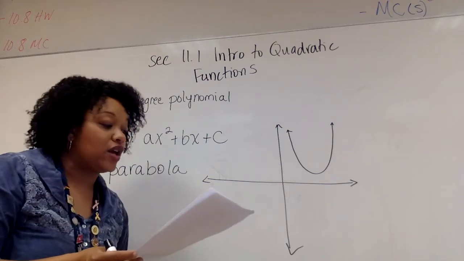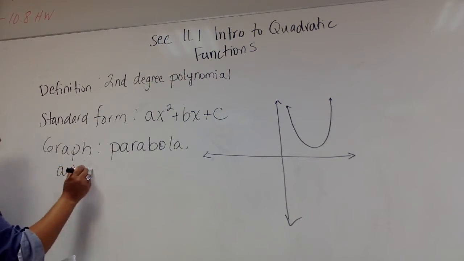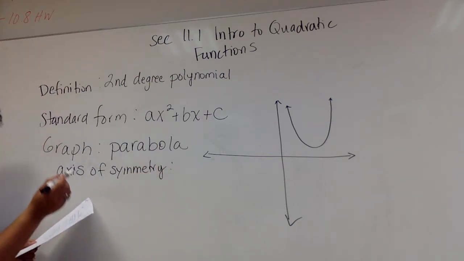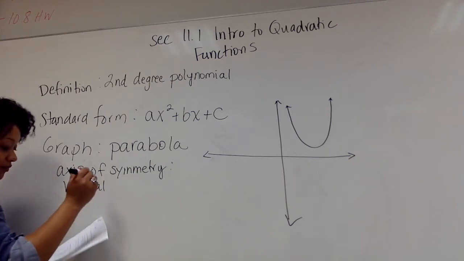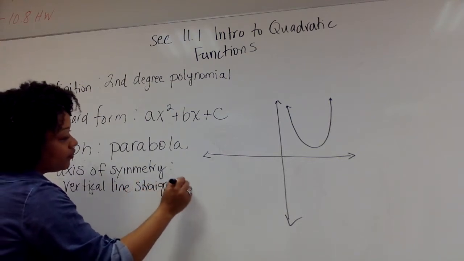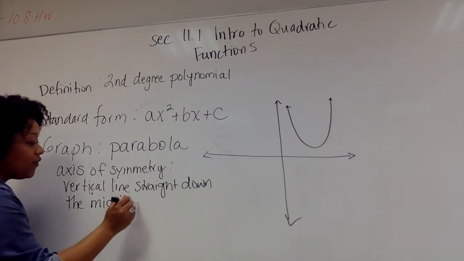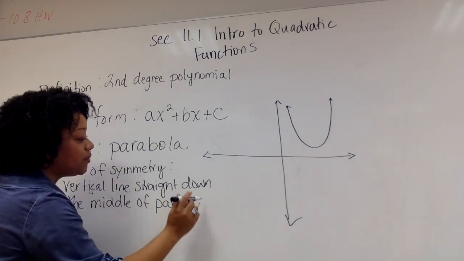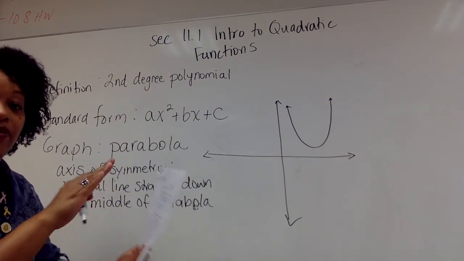Now, the first part of a parabola you need to know is the axis. Can you see that? Axis of symmetry. Write that down. Your axis of symmetry is a vertical line straight down the middle of the parabola, okay? Axis of symmetry. It simply breaks your parabola in half so that you have the same thing on both sides.